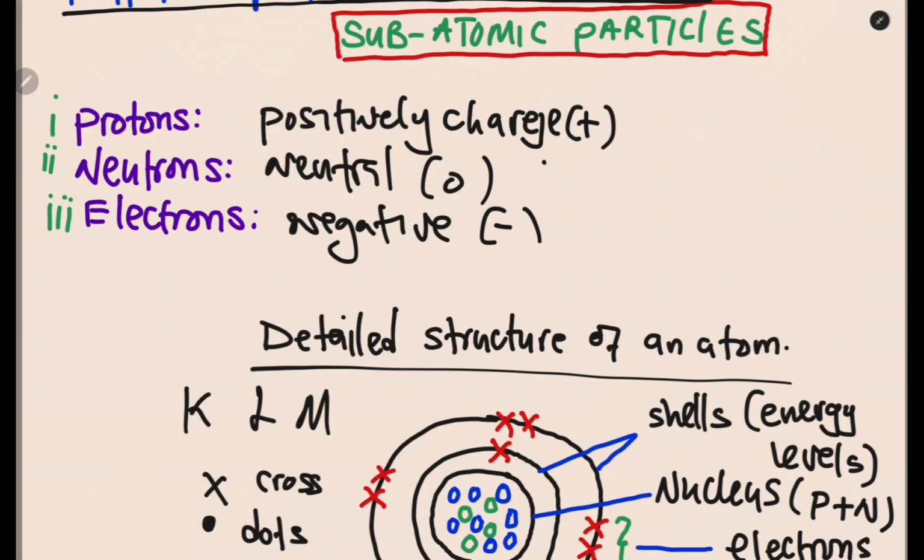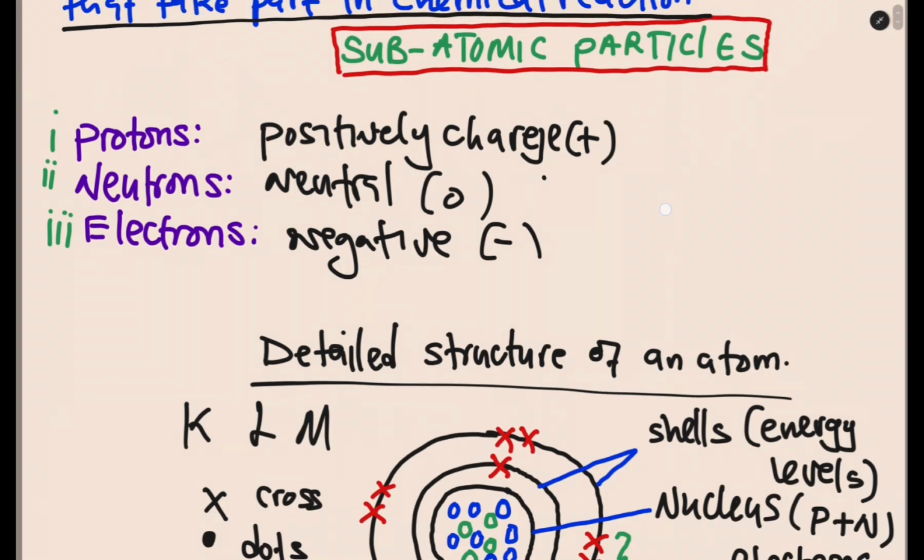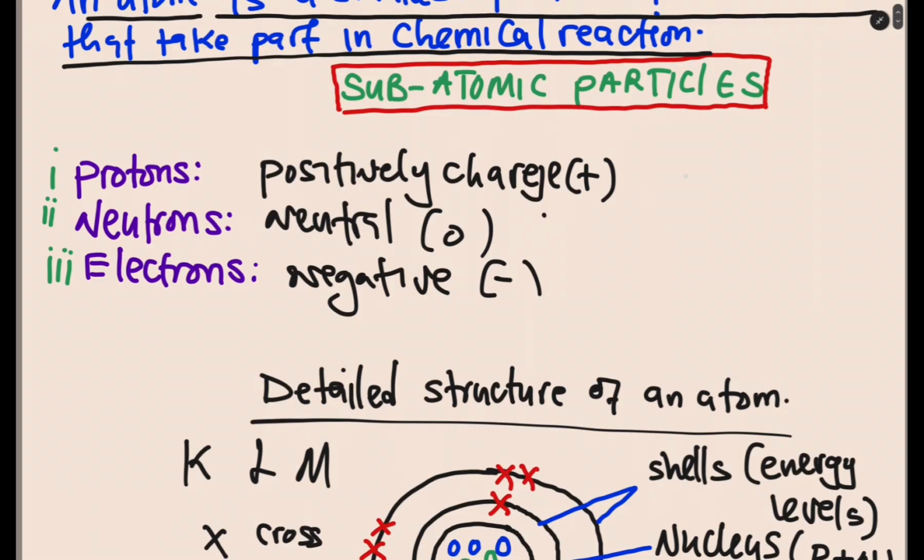Another thing that you should know about these is the mass. Protons are measured in what we call atomic mass units. In terms of mass, protons have 1 atomic mass unit. That is their weight. Neutrons also have 1 atomic mass unit. But for electrons, the mass is almost 0.